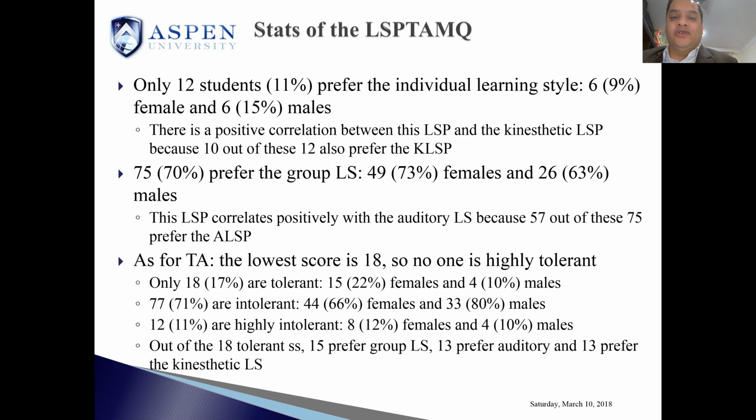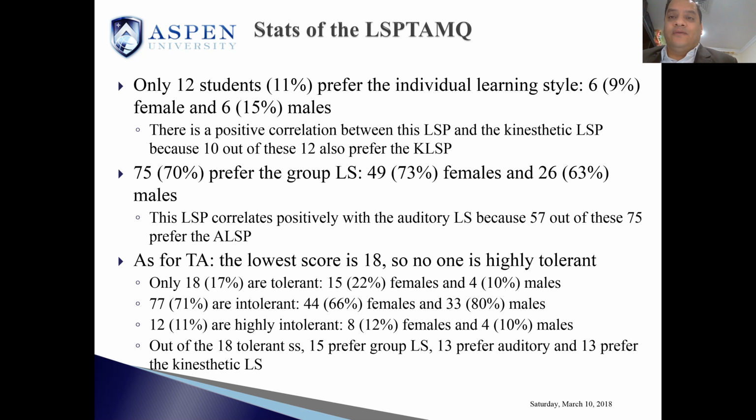As for group or individual learning style preferences, only 12 students out of the 108 participants prefer the individual learning style, which is 11%. 6 females and 6 males, only 12. What's interesting about this is that there is a positive correlation between this learning style preference, which is an individual learning style preference, and the kinesthetic learning style preference, because 10 out of 12 prefer also kinesthetic, and this is a high rate, of course.